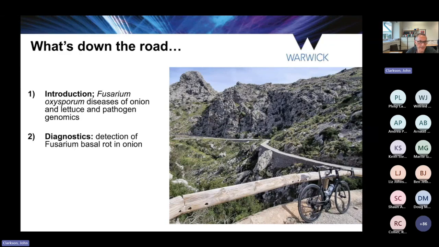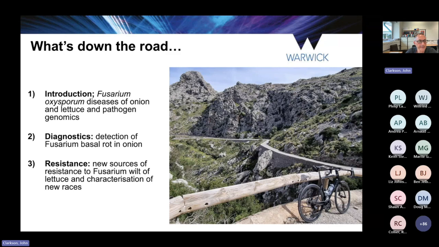So on the diagnostic front, I'm going to be focusing on Fusarium basal rot in onion, particularly highlighting a current project we've got called the Fused project at the moment. And in terms of resistance, I'm going to be focusing on the lettuce side of things, on work we've done on identifying new sources of resistance, but also importantly, characterization of new races of Fusarium in lettuce. So more about that coming up.